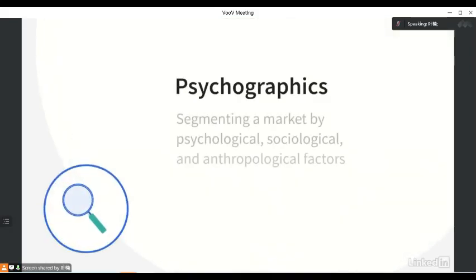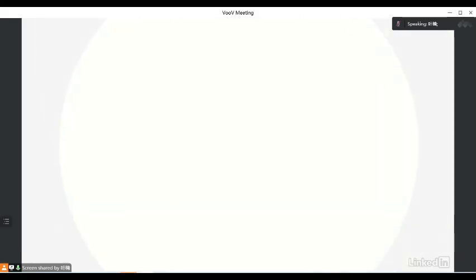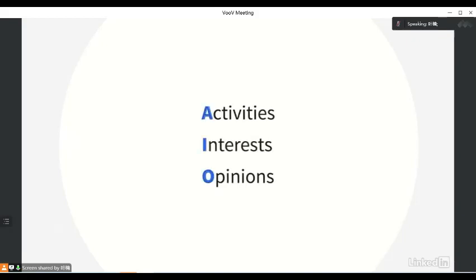Psychographics involves the use of psychological, sociological, and anthropological factors to segment a market. Demographics allow us to describe who buys, but psychographics tells us why they do. Most contemporary psychographic research attempts to group consumers according to some combination of three categories of variables: activities, interests, and opinions, which we call AIOs for short.